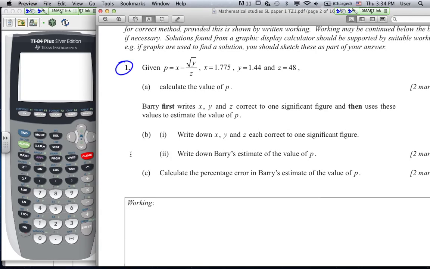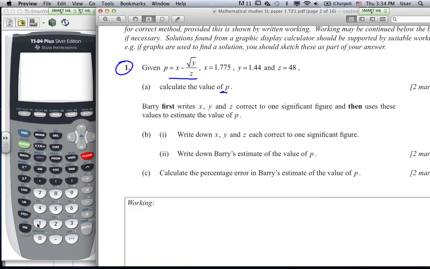Question 1. Given p is equal to x minus the square root of y divided by z, and x, y and z are given, calculate the value of p. So we're going to put this into our calculators. It's pretty straightforward, just be careful of one or two things.